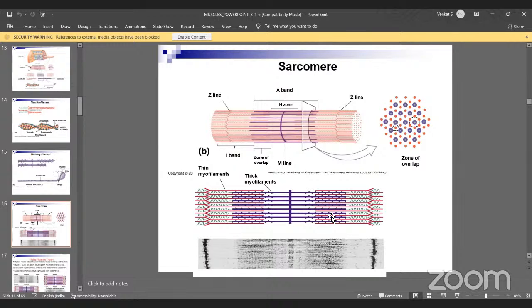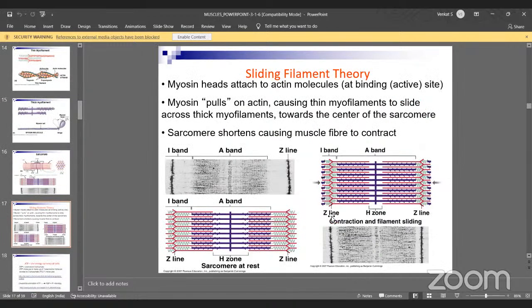The next one, the sarcomere functions, and then the sliding filament theory. This is very important, the sliding filament theory. The myosin is attached to actin molecules at the binding active site. This is the first active site. The myosin is attached to actin molecules, and that is the main function at the binding active site.